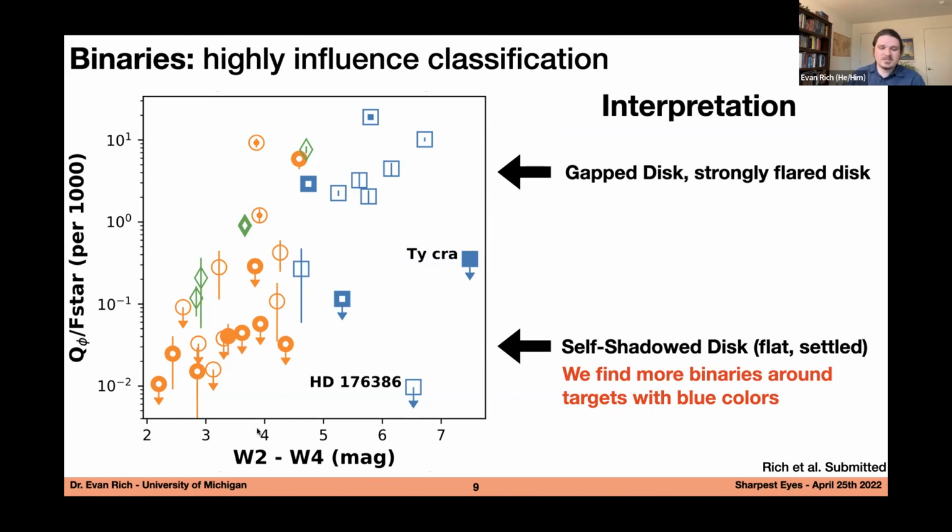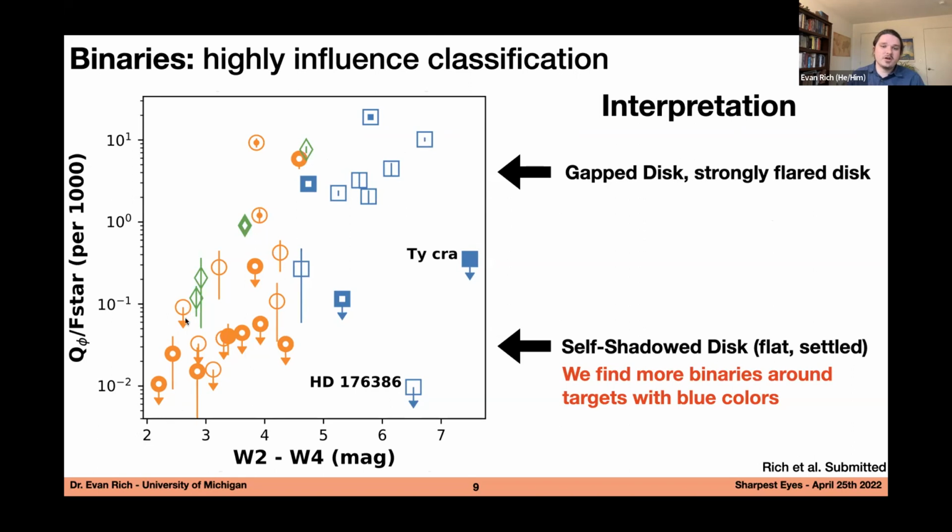on the x-axis is WISE2 minus WISE4 bands in the infrared. This trend had previously been seen where you see very little polarized flux around bluer objects, but when you go towards redder objects, you tend to see a lot more polarized light. This has broadly been interpreted as that you're going to have strongly flared or gapped disks over here where more light is allowed to shine on the outer disk, and therefore we get more polarized flux.